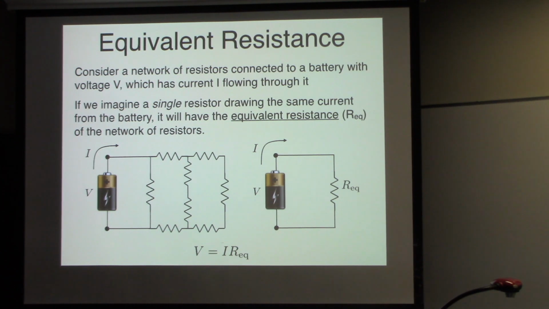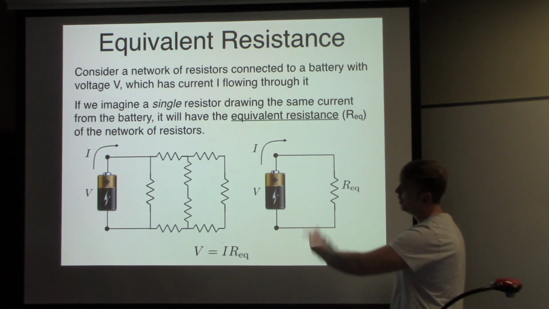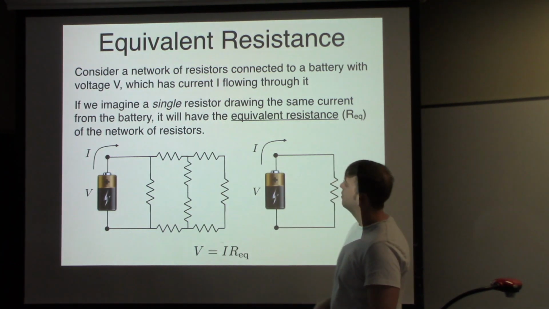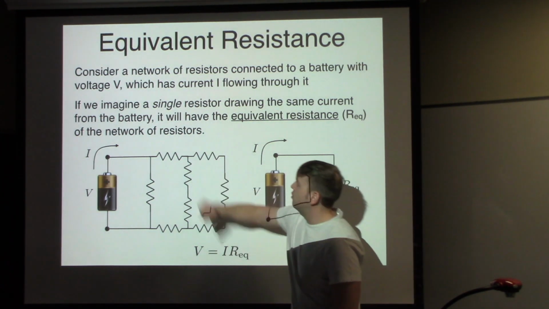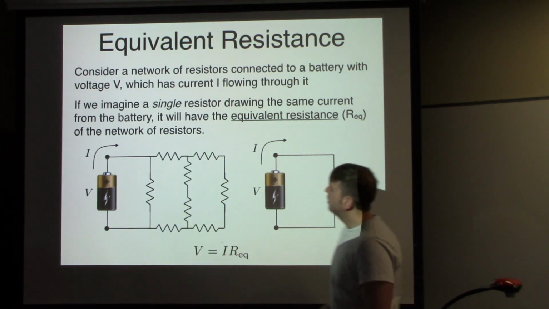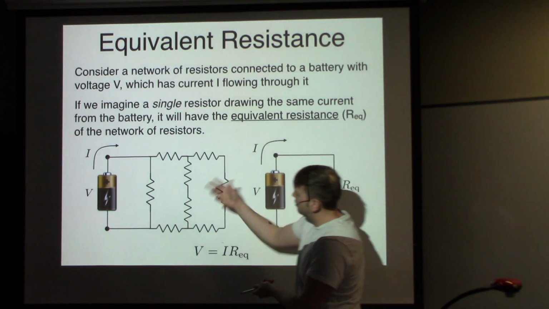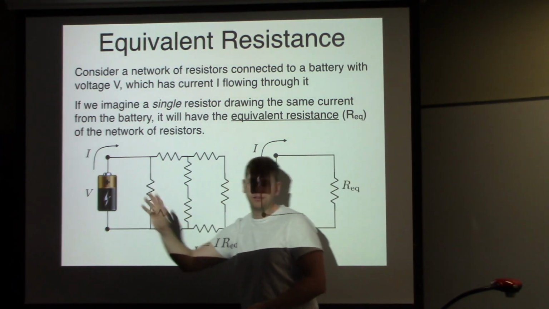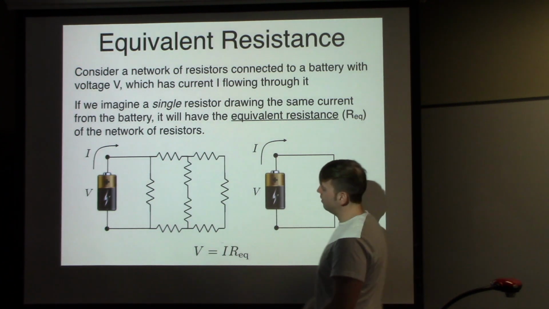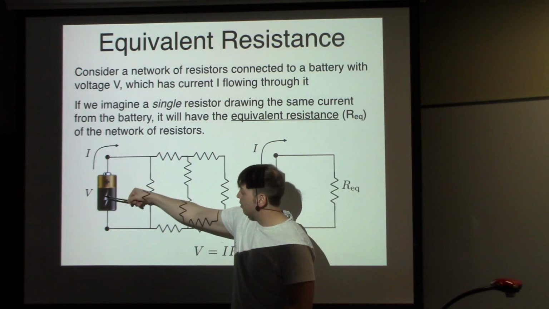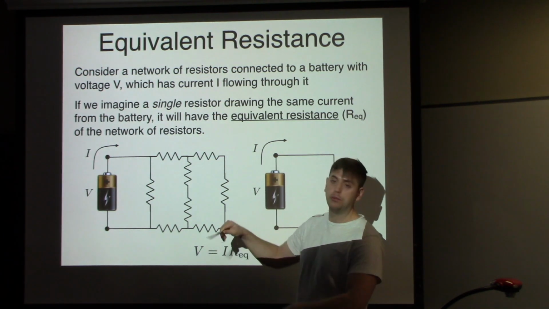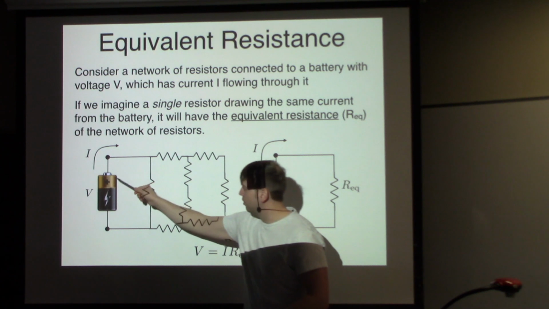So what I want you to think about is some kind of complicated network of resistors. They can be connected in any way you like, it doesn't really matter. But this network of resistors is connected to a battery that has a voltage V, and then as a result of connecting it to these resistors, there's some kind of current I flowing through it. Now, of course, I is just the current flowing through the battery. The current flowing through each individual resistor can be something else, but I just represents the current flowing through the battery.